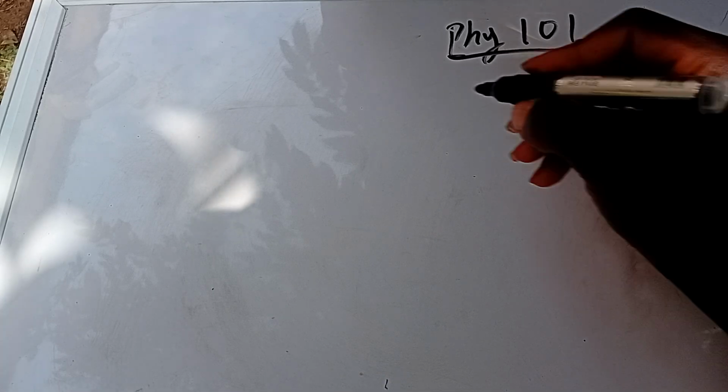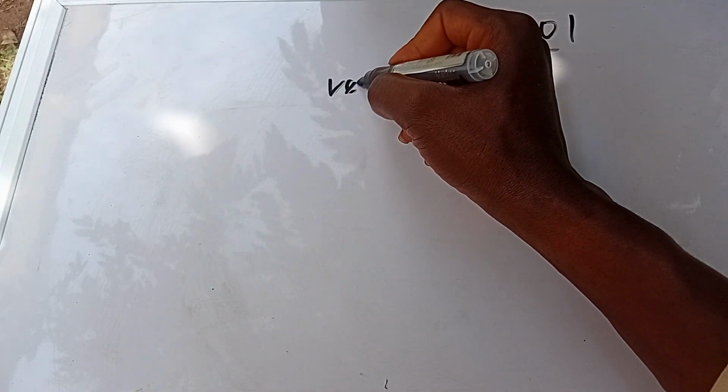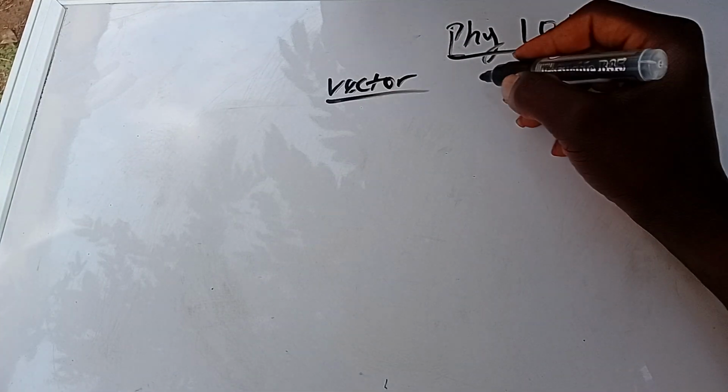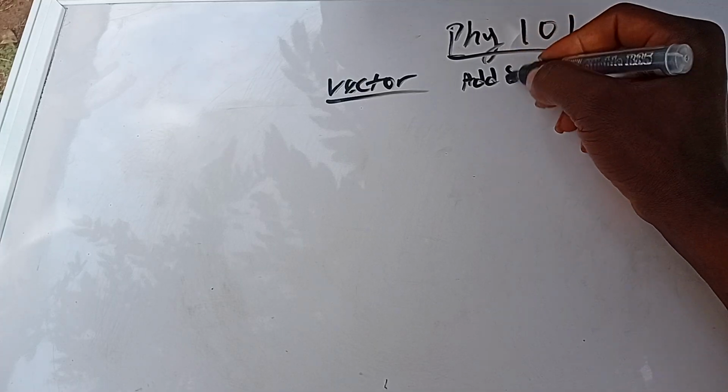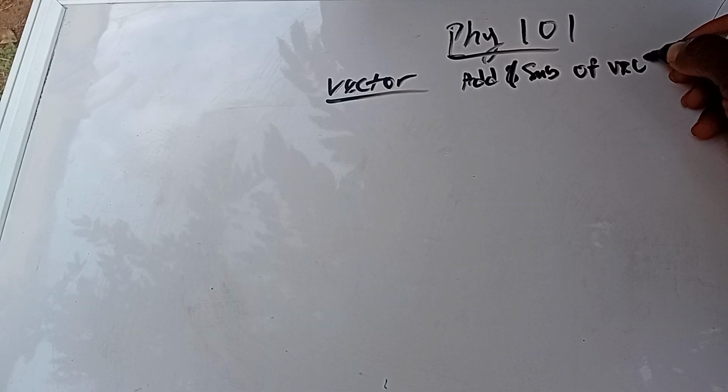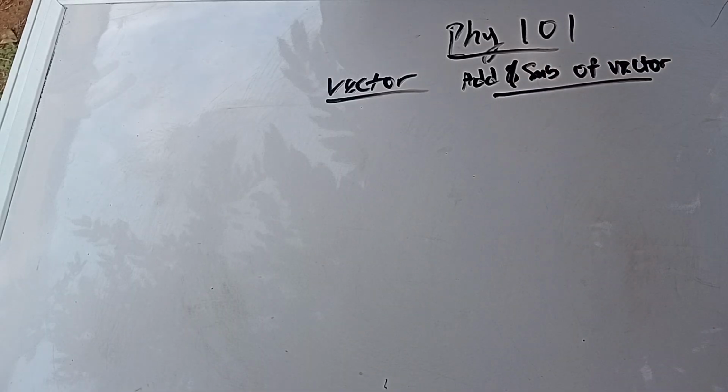So now let's talk about vectors. Let's start with the addition and the subtraction before we move to the multiplication. Now, addition and subtraction of vectors. Are we together? Vector quantities are quantities with magnitude and direction, right?